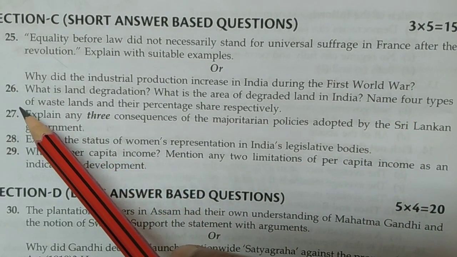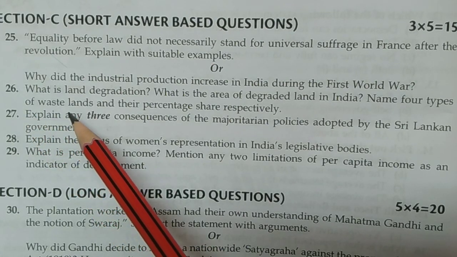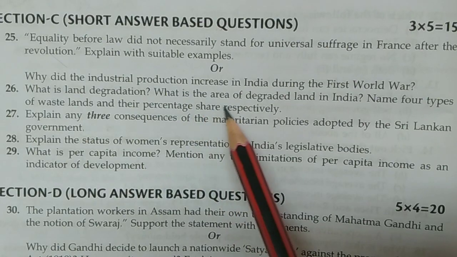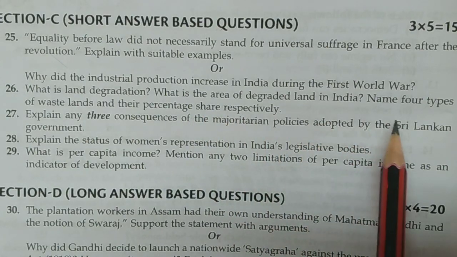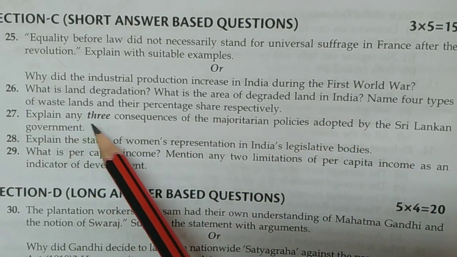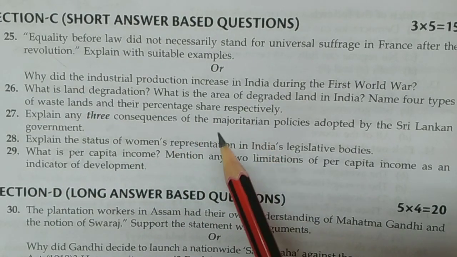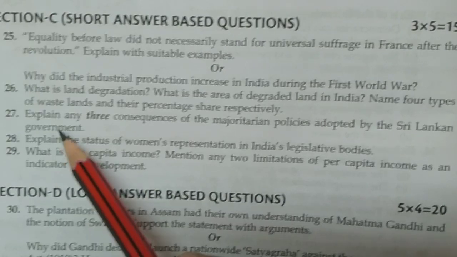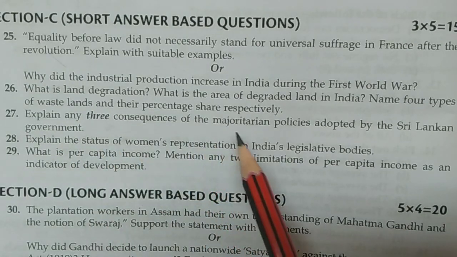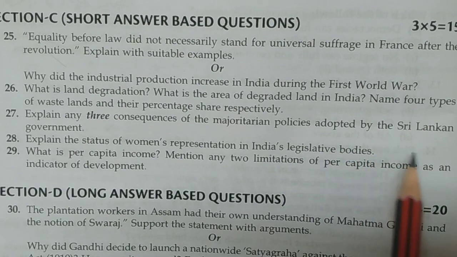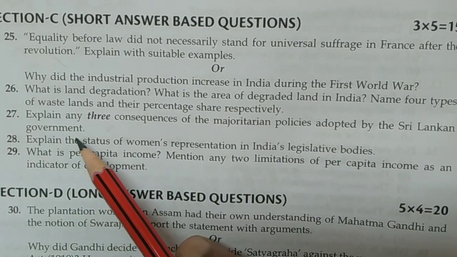Next, 26. What is land degradation, and what is the area of degraded land in India? Name 4 types of wasteland and their percentage share respectively. Now the next question, question number 27: Explain any 3 consequences of the majoritarian policies adopted by the Sri Lankan government.